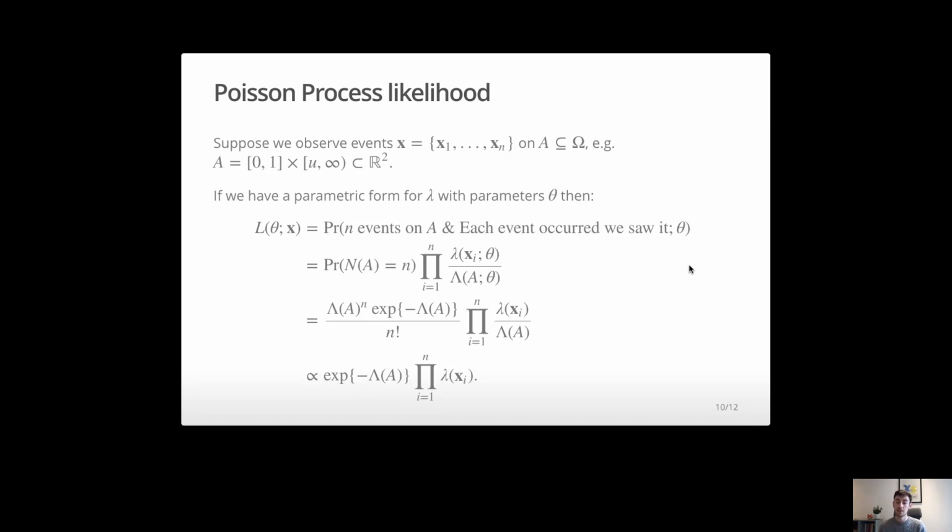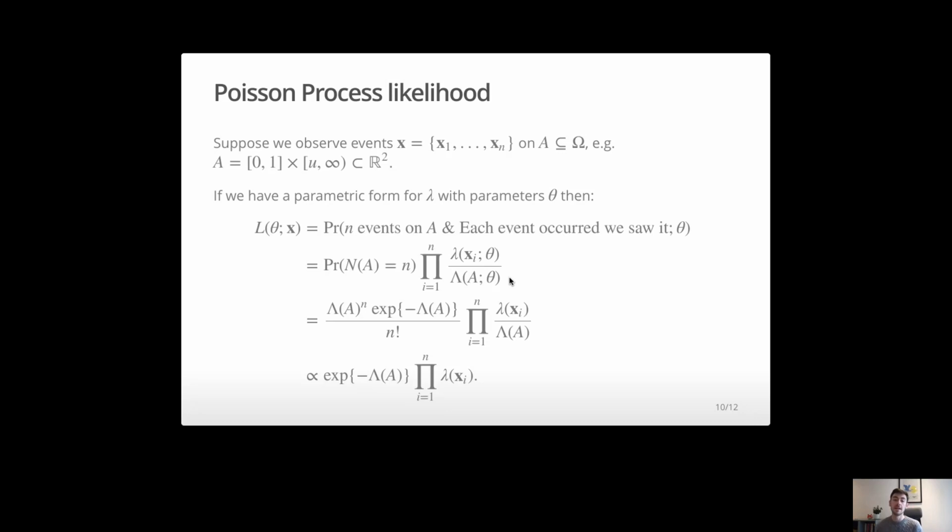Conditional on the event count, the locations are independent, so this can be split up to be the probability that we see n events on A, the probability that N(A) is equal to little n, and then the product over each of our observed events of the intensity at its location divided by the integrated intensity of the whole region. What this does is it normalizes our intensity function to turn it into a valid probability density function.